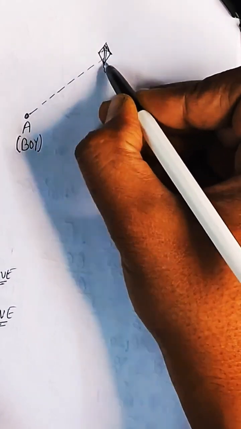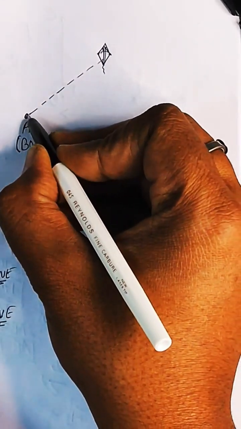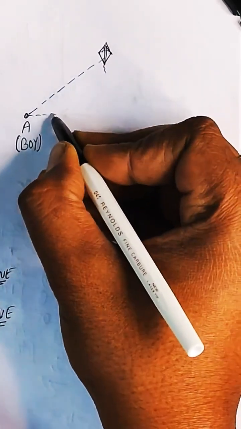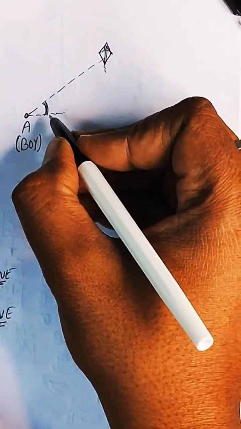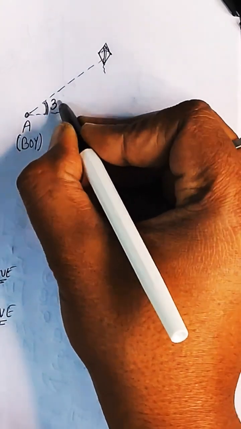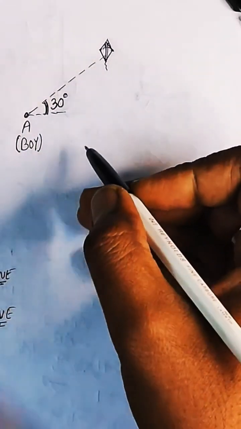So if this will be the kite, this boy is standing and flying it, and the angle of elevation is the angle which this string connected with the kite makes with the horizontal, because whenever the elevation is given to you, just consider this angle of elevation. The reference is the parallel line to the ground, right? So from here, a 30 degree of elevation is there.